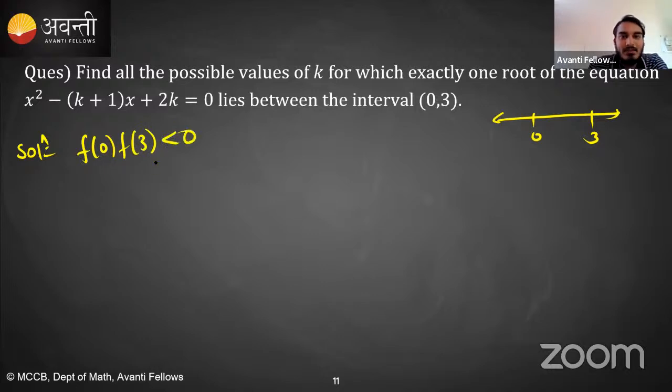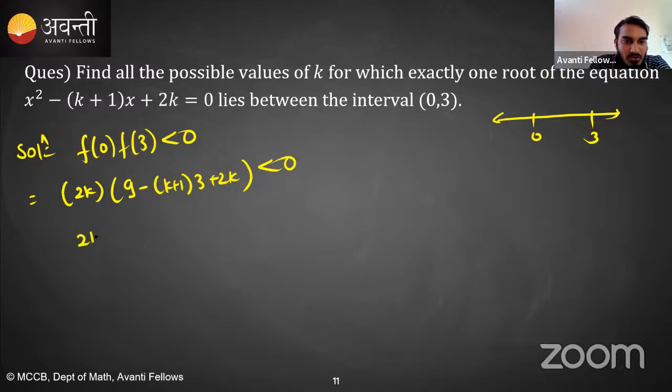Yes or no? For exactly one root between 0 and 3, you will do f of 0 into f of 3 less than 0. Is this clear? So what is f of 0? Put x equal to 0. f of 0 is 2k. Put x equal to 3: 9 minus (k plus 1) into 3 plus 2k less than 0. So this becomes 2k into 9 minus 3k minus 3 plus 2k less than 0. So this becomes 2k into (6 minus k) less than 0.